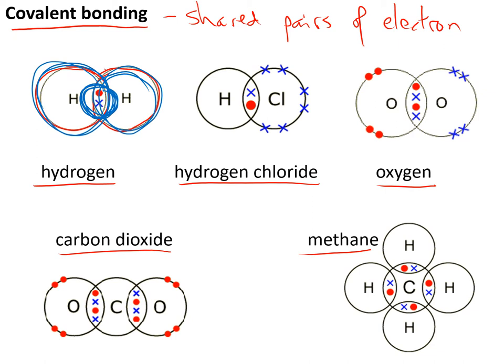With hydrogen chloride, same kind of thing, but with a hydrogen and chlorine, you can see chlorine's outer shell ends up full because it has 8 electrons. Hydrogen's outer shell ends up full because it has 2 electrons. Remember, hydrogen just has 2 electrons in its outer shell when it's completely full.